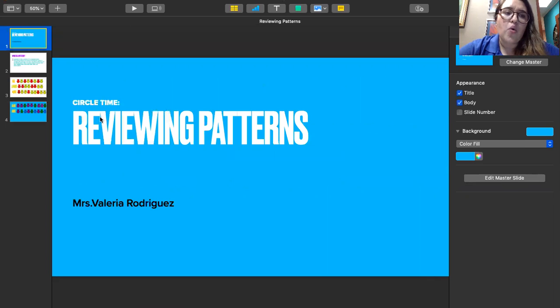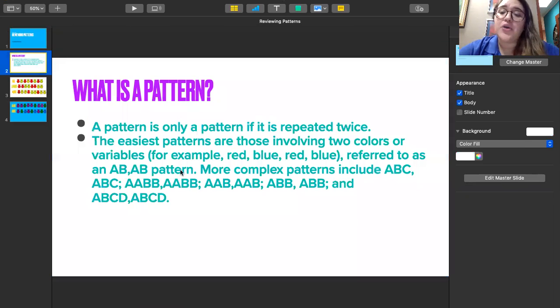So first, I'm going to tell you what a pattern is. A pattern is only a pattern if it's repeated twice. If we repeat the same thing twice, it makes a pattern. The easiest patterns are those involving two colors or two variables. For example, red, blue, red, blue, referred to as an AB pattern.